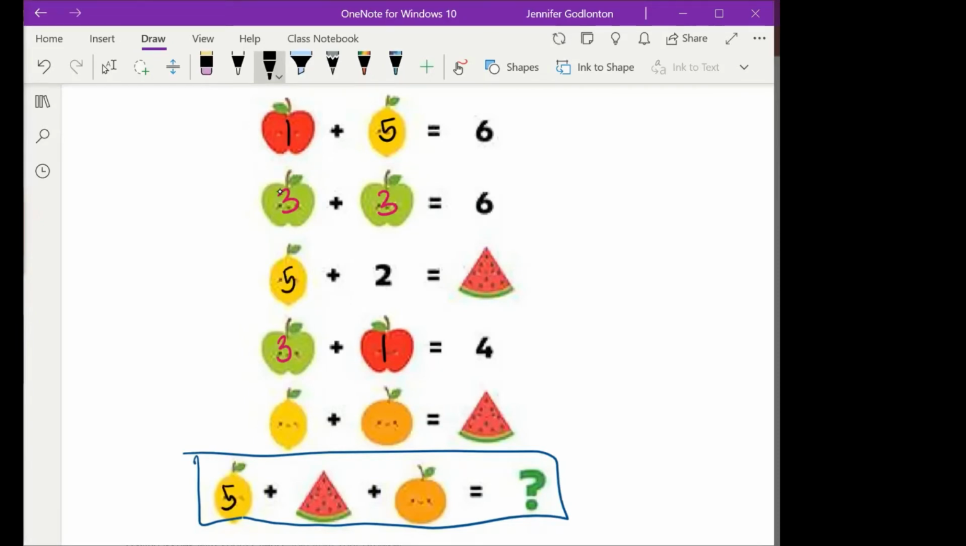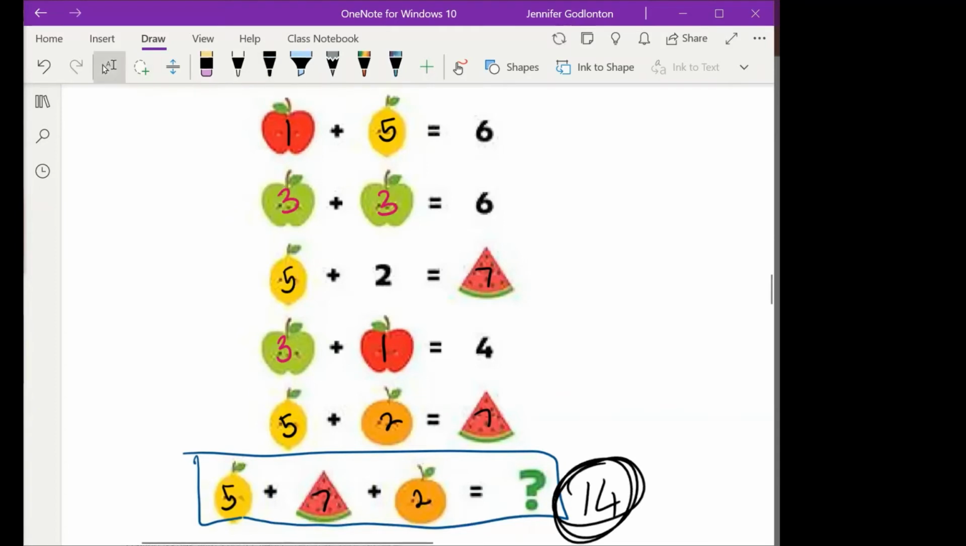Here we have 5 plus 2, which means our watermelon is 7. So we've got 5 plus 7 so far. We know that the lemon is 5. We know that the watermelon is 7, which means our orange must be 2. And so we get 5 plus 7, which gives us 12, and 12 plus 2, which gives us 14. So Taquan, you are absolutely right. Well done. You got that so quickly, much quicker than I anticipated.